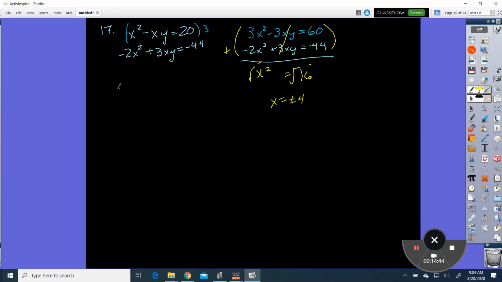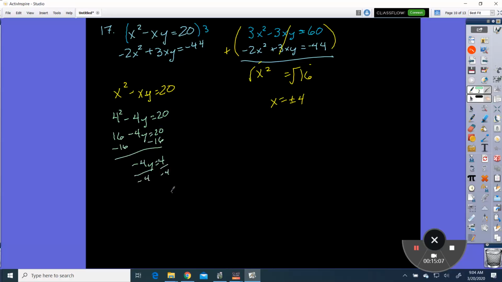This one has smaller numbers, so I have x squared minus xy equals 20. So I'm going to plug positive 4 in for my x. So I have 4 squared minus 4 times y equals 20. Well, 4 squared is 16. Minus 4y equals 20. Minus the 16 from each side. Negative 4y equals 4. Divide by negative 4. And y equals negative 1. So x was positive 4, y is negative 1. That's one solution.